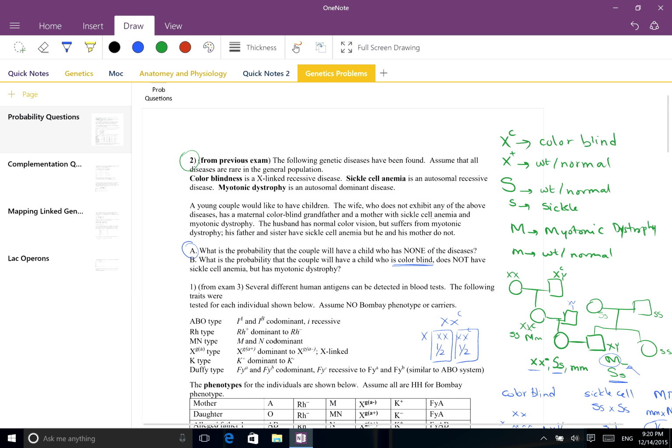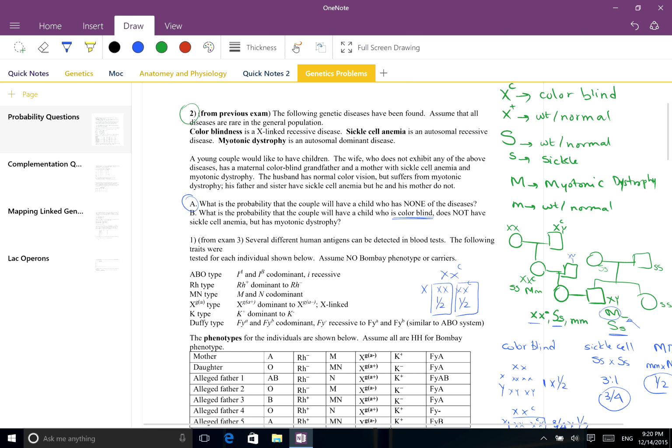And that's how you solve probability using pedigrees.